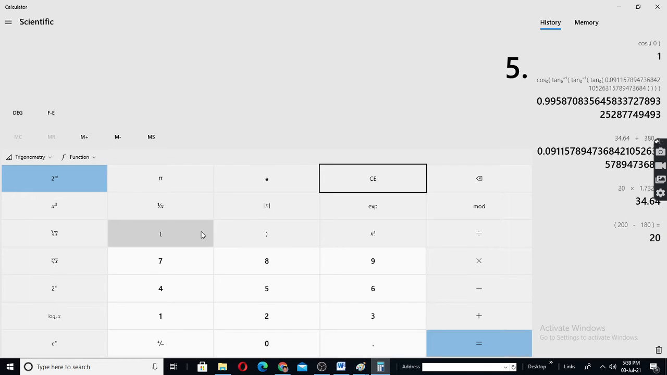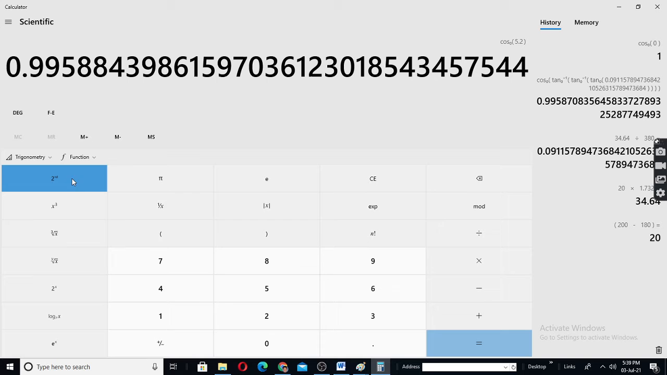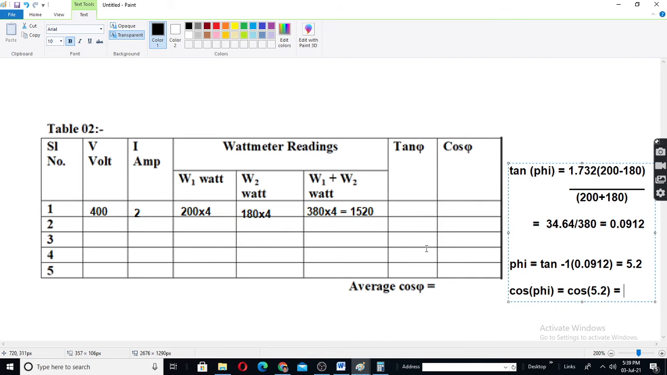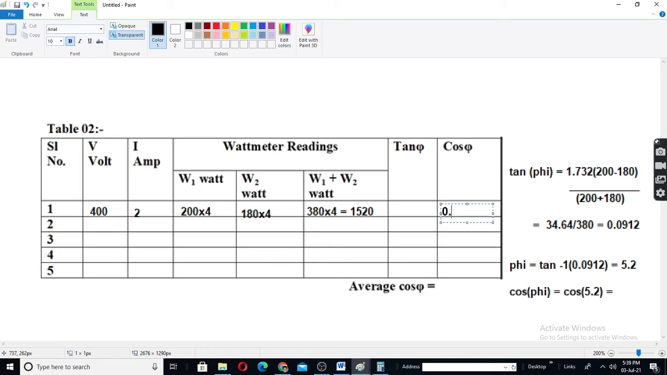Say 5.2, then press cos. You will get 0.996. So here we will write 0.996. Here tan phi is 5.2.